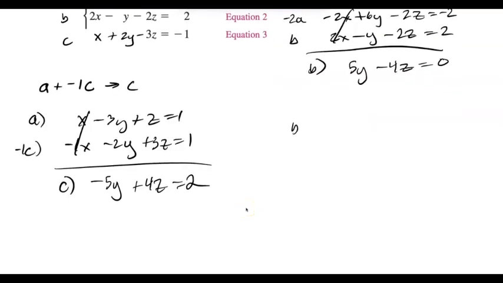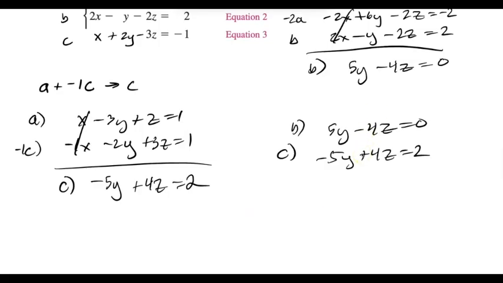We have b is 5y minus 4z equals 0. And c is -5y plus 4z equals 2. Well, I don't really need to do anything. I can add them up. I can just do b plus c and put it in c or something. Those cancel, and I get 0 equals 2.